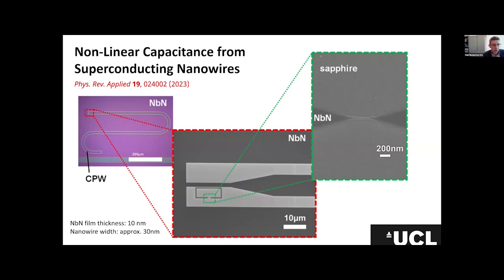These could offer some nonlinear capacitance, which would allow us to implement, for example, a Y-Y interaction between superconducting flux qubits. And so I have a program of work looking at how to exploit this nonlinear capacitance using these coherent quantum phase slips in superconducting nanowires.